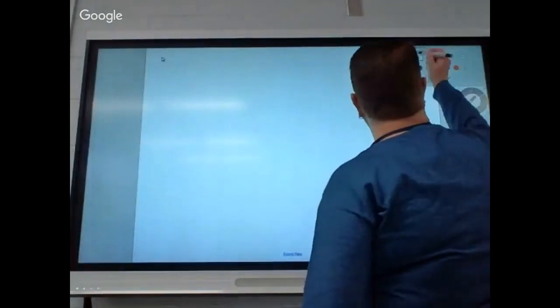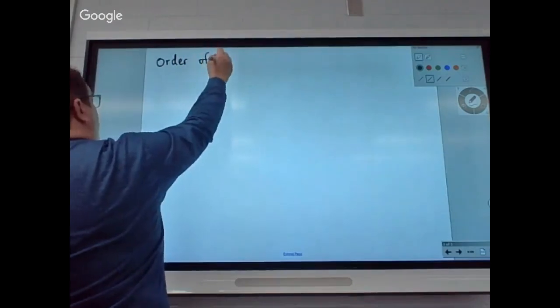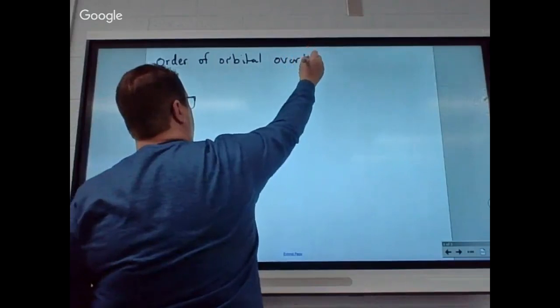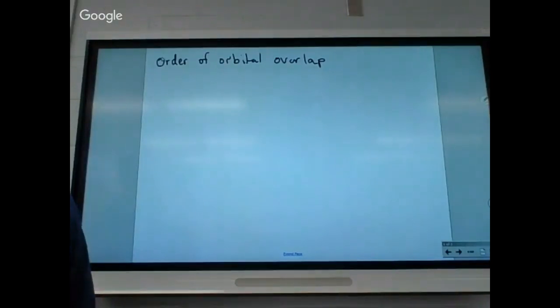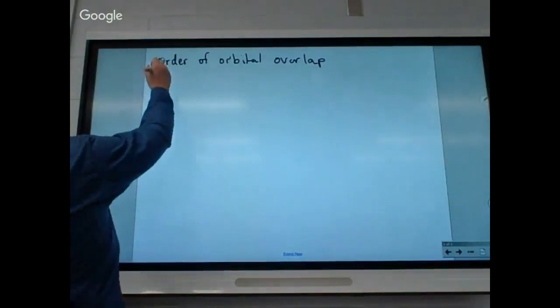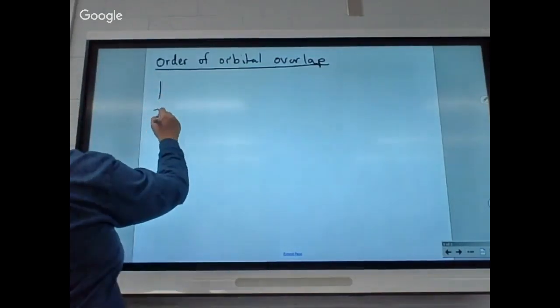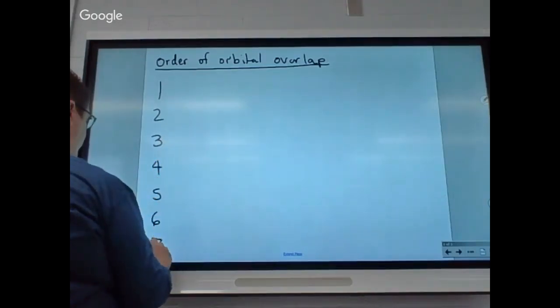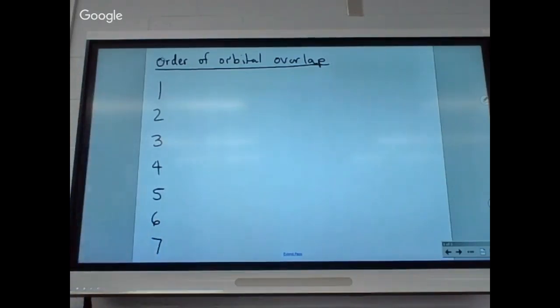Okay, can I turn the page? Yes. Now, to draw the chart, this is just the order of orbital overlap. That's the title. If you want a title, I knew you were going to ask, so I gave it one. It doesn't matter what color you give it. Now, the first column, number 1 through 7. Just 1 through 7.